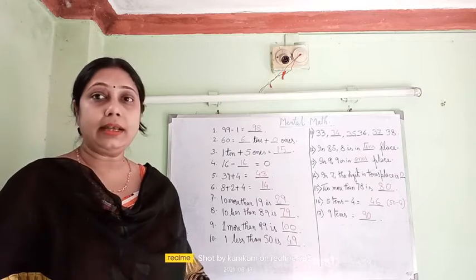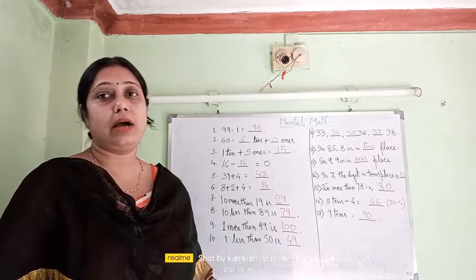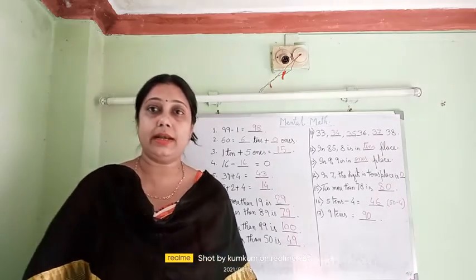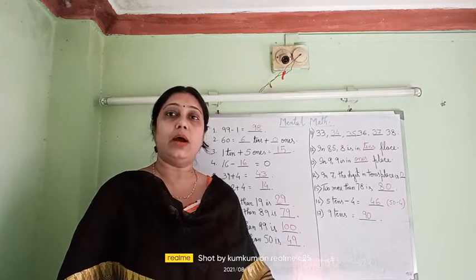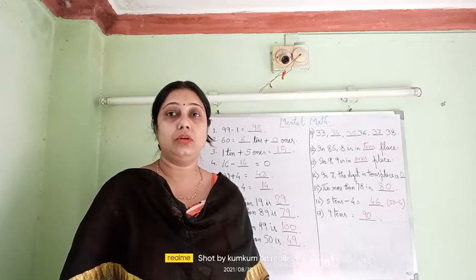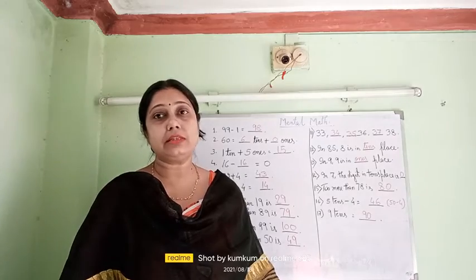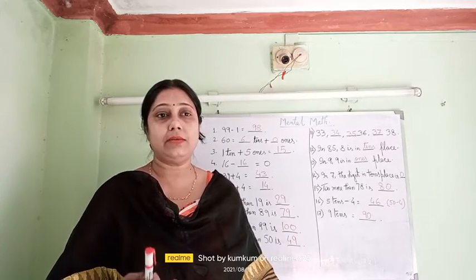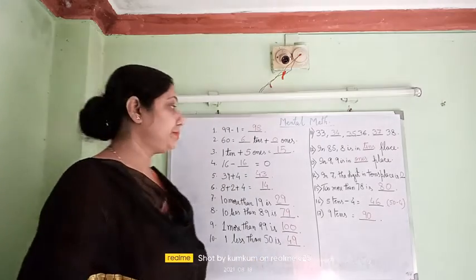Next, 110 plus 5 ones is how much? We know, children, 110 means 10. So 10 plus 5 ones means 5. So 10 plus 5, it will be 15.